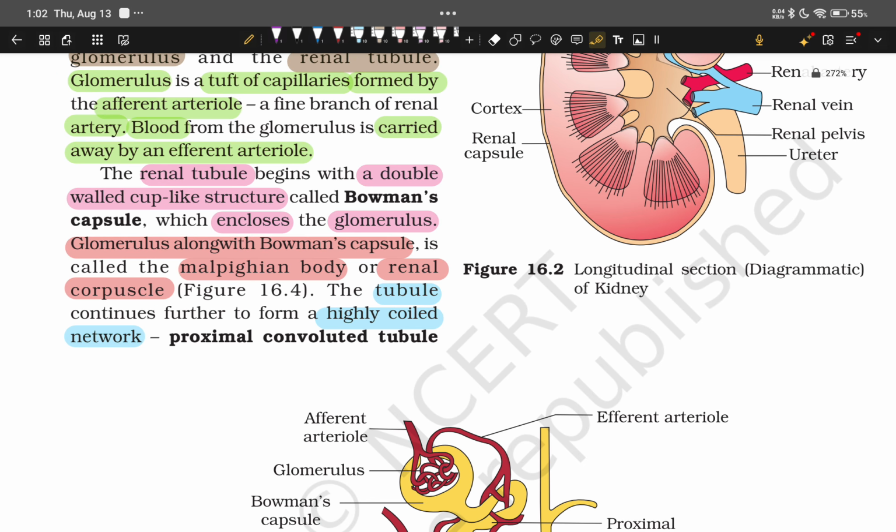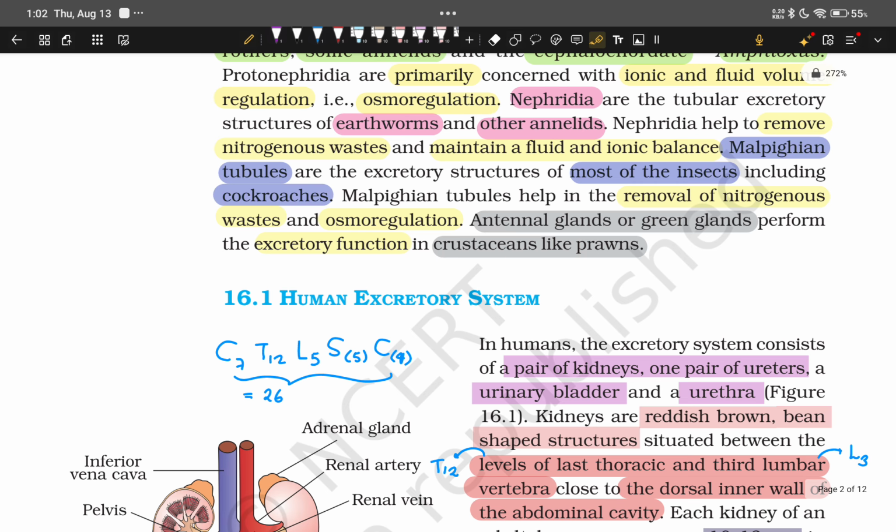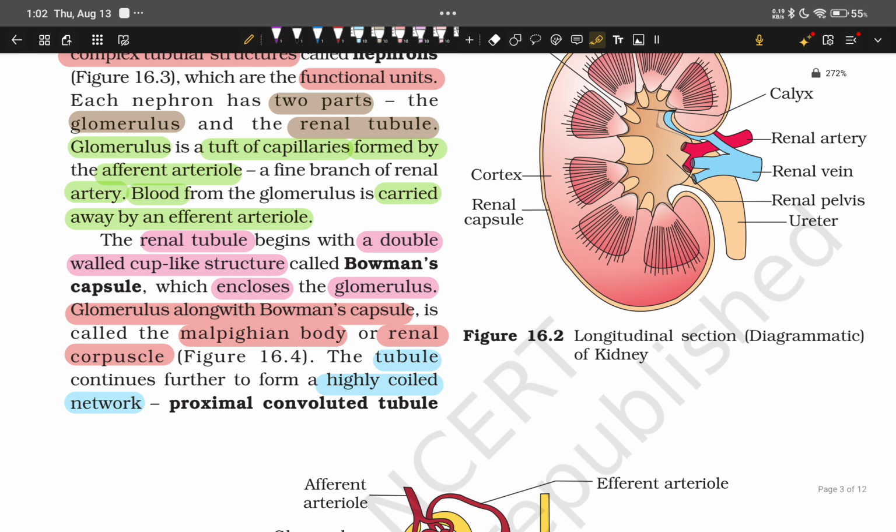Then we have renal tubule. Renal tubule begins with a double-walled cup-shaped structure. It's called Bowman's capsule. It encloses the glomerulus, and glomerulus together with Bowman's capsule is called Malpighian body. This is what I was talking about. Malpighian body is different from Malpighian tubule. Malpighian tubule is simply the structure which is present in most insects and cockroaches. However, Malpighian body is basically glomerulus along with Bowman's capsule.